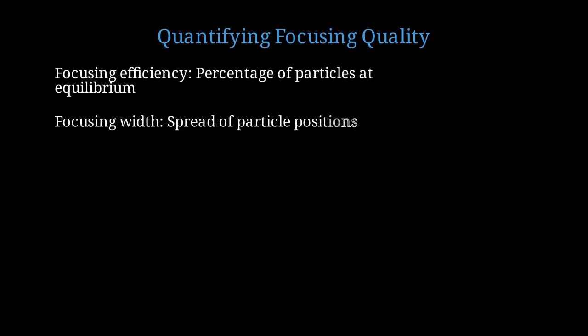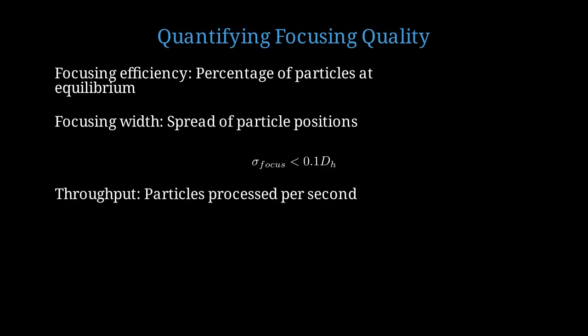Focusing width measures the spread of particle positions around the equilibrium point. Tighter focusing means narrower distribution, typically quantified by standard deviation. For good focusing, the standard deviation of particle positions should be less than about 10% of the channel dimension. Throughput is the number of particles processed per second. Inertial focusing can handle very high throughput, up to millions of particles per second.